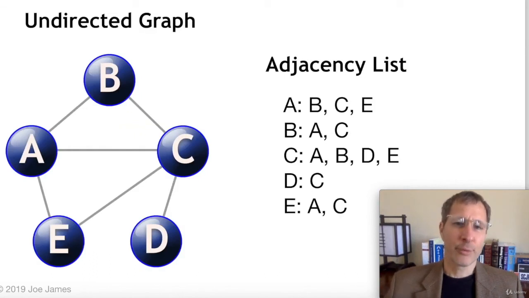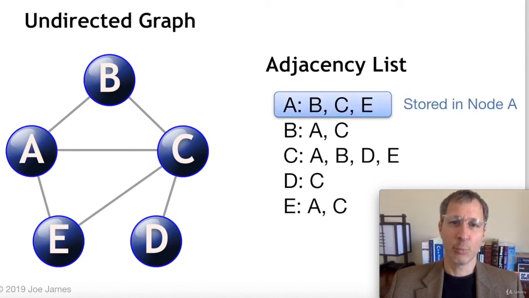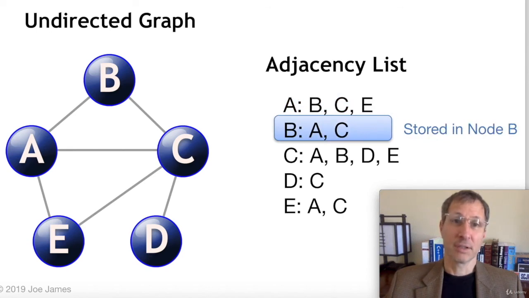So let's take a look at this undirected graph with 5 vertices and a number of edges connecting them. In an adjacency list implementation, each vertex would store its own list of vertices that it's connected to. In this case, A is connected to B, C, and E, and that list of neighboring vertices would be stored in node A's neighbor list. And node B is connected to vertices A and C, and that would be stored in node B's list of neighbors.